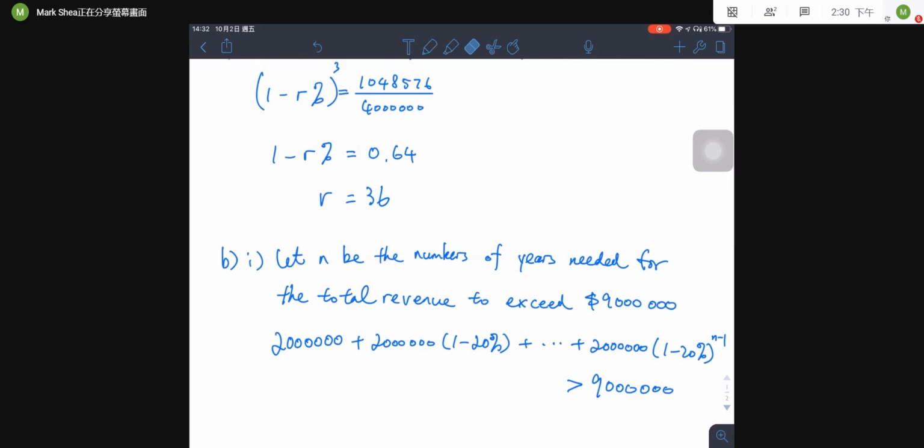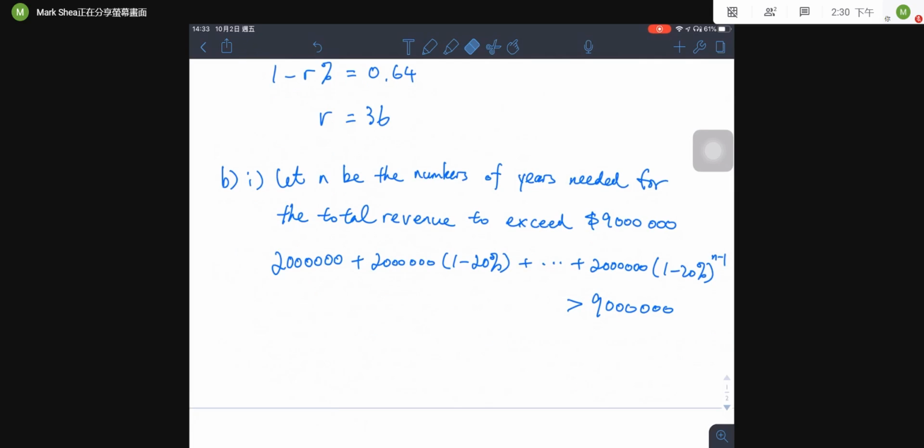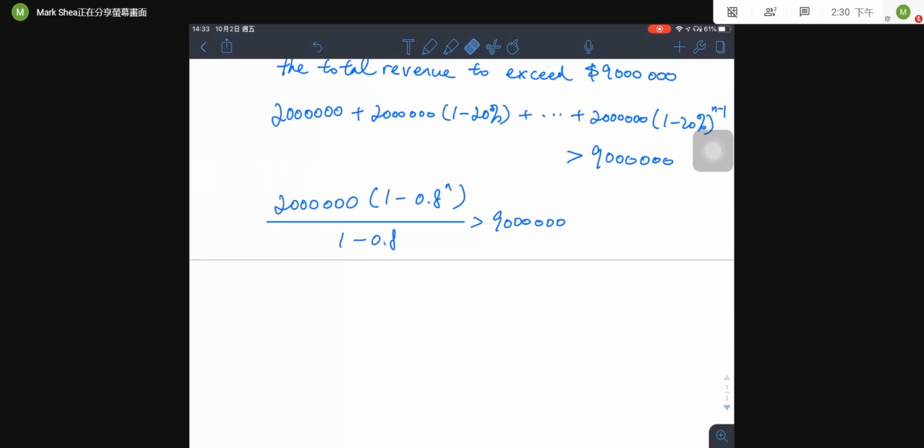Then we can set up an inequality. The left-hand side will be the sum of the revenue in the first n years, and we need to calculate the sum to make it greater than 9 million. On the left-hand side, we can apply the sum of a GS. The first term is 2 million, and the common ratio is 0.8. It comes from 1 minus 20%, and the number of terms is the number of years, which is n. So by using the formula, we can have the left-hand side greater than 9 million.